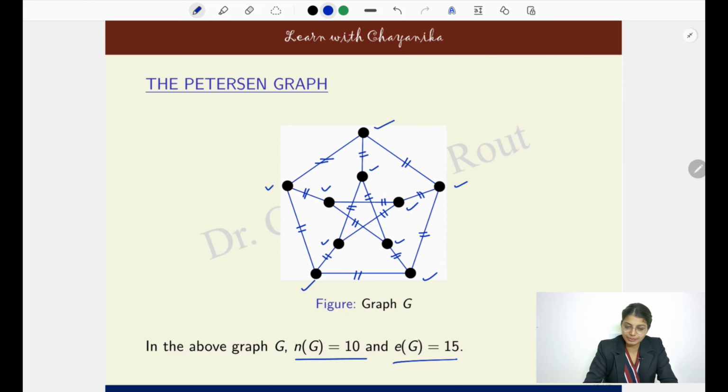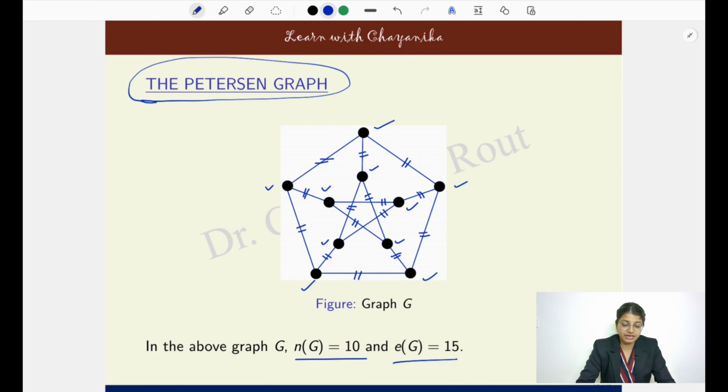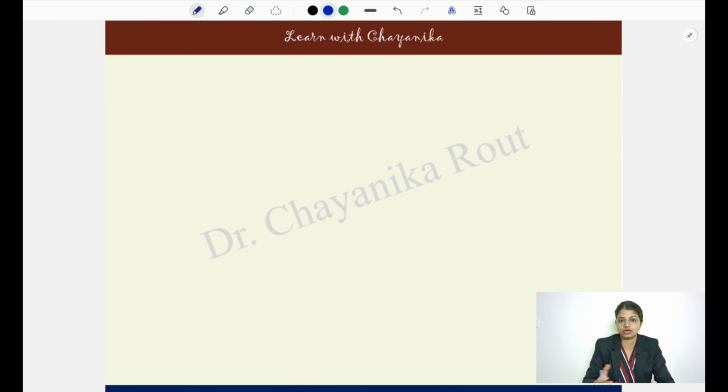Now this particular graph has a name. The name is the Petersen graph. This is a very important graph, the Petersen graph. We are definitely going to deal with this graph in many successive lectures. Whenever we learn a new concept, we can see if that satisfies for the Petersen graph or not particularly. So you can practice drawing this particular graph, Petersen graph. Let me show you how you can draw this graph very easily.